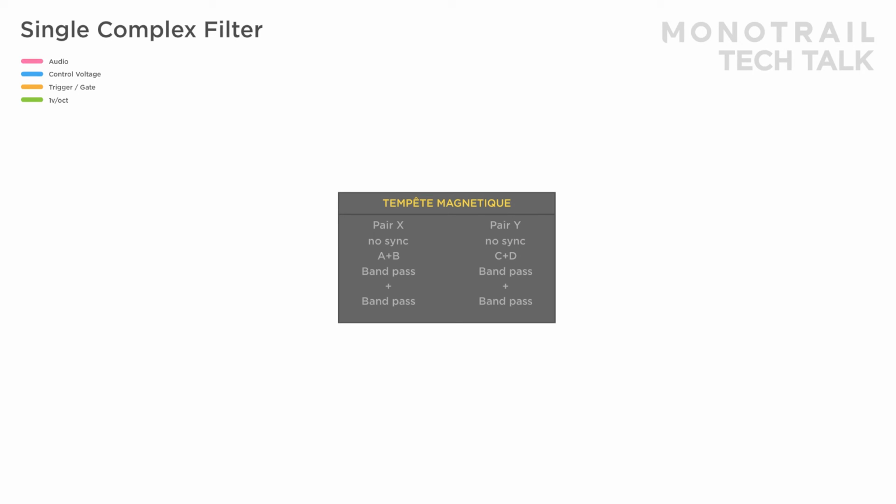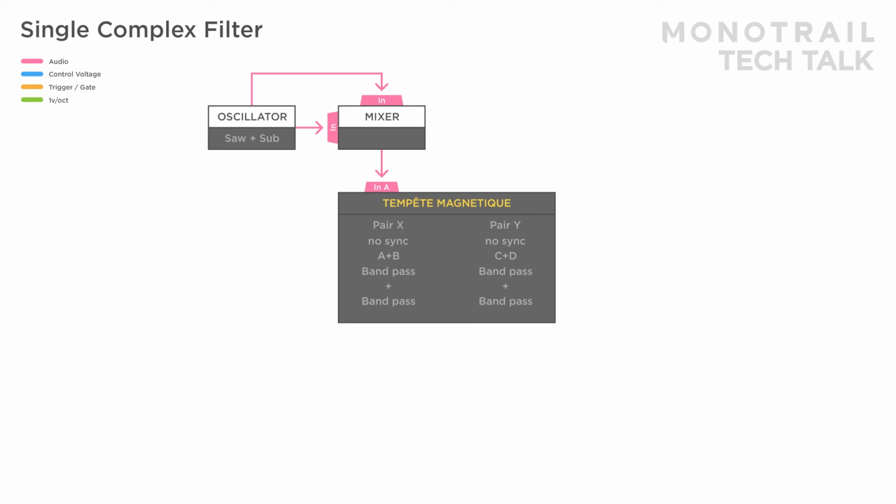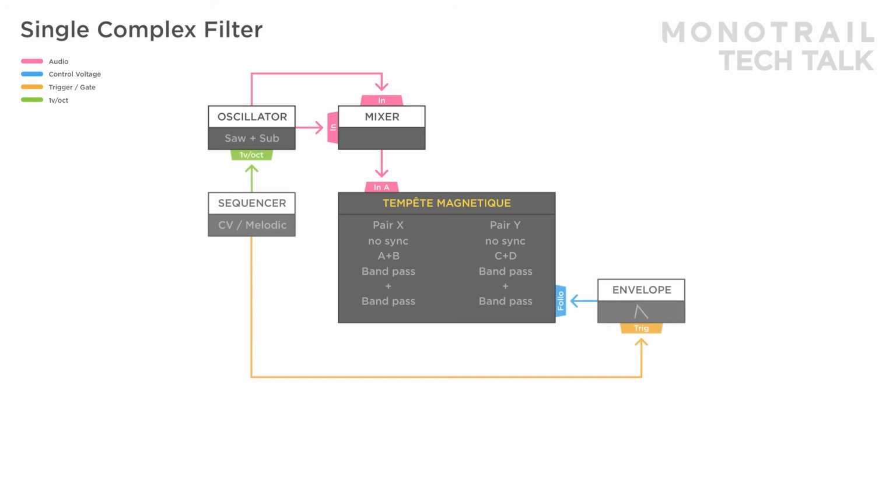Here is a similar setup with a sequenced oscillator using a saw and sub-octave as input for A, normaled to all 4 filters. Again, the sequencer is triggering an envelope feeding the envelope follower. This time though, none of the filters are synced. A and B are used in parallel and so are C and D. All 4 filters are set to bandpass mode.